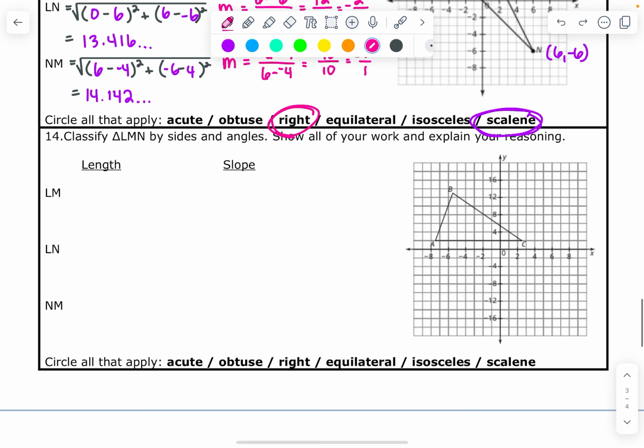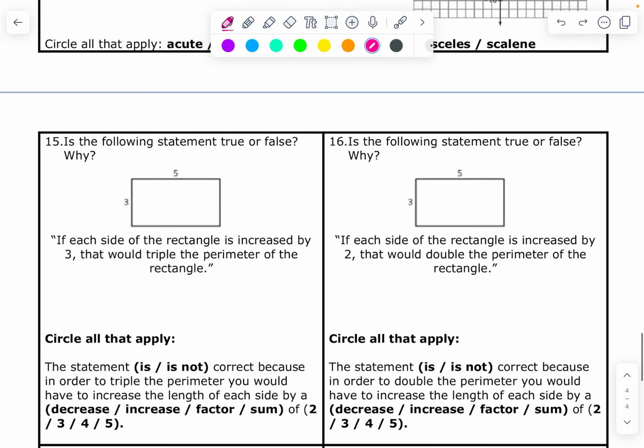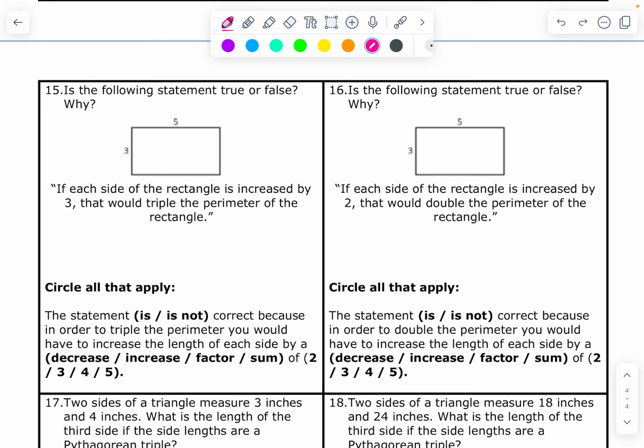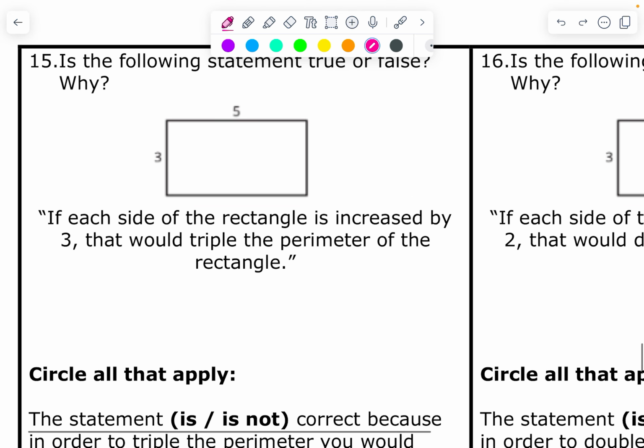Go ahead and try number 14. 15. Which of the following statements is true or false and why? If each side of the rectangle is increased by 3, so increased by 3, not by a factor of 3, that will triple the perimeter of the rectangle. This is false. Let me show you why.